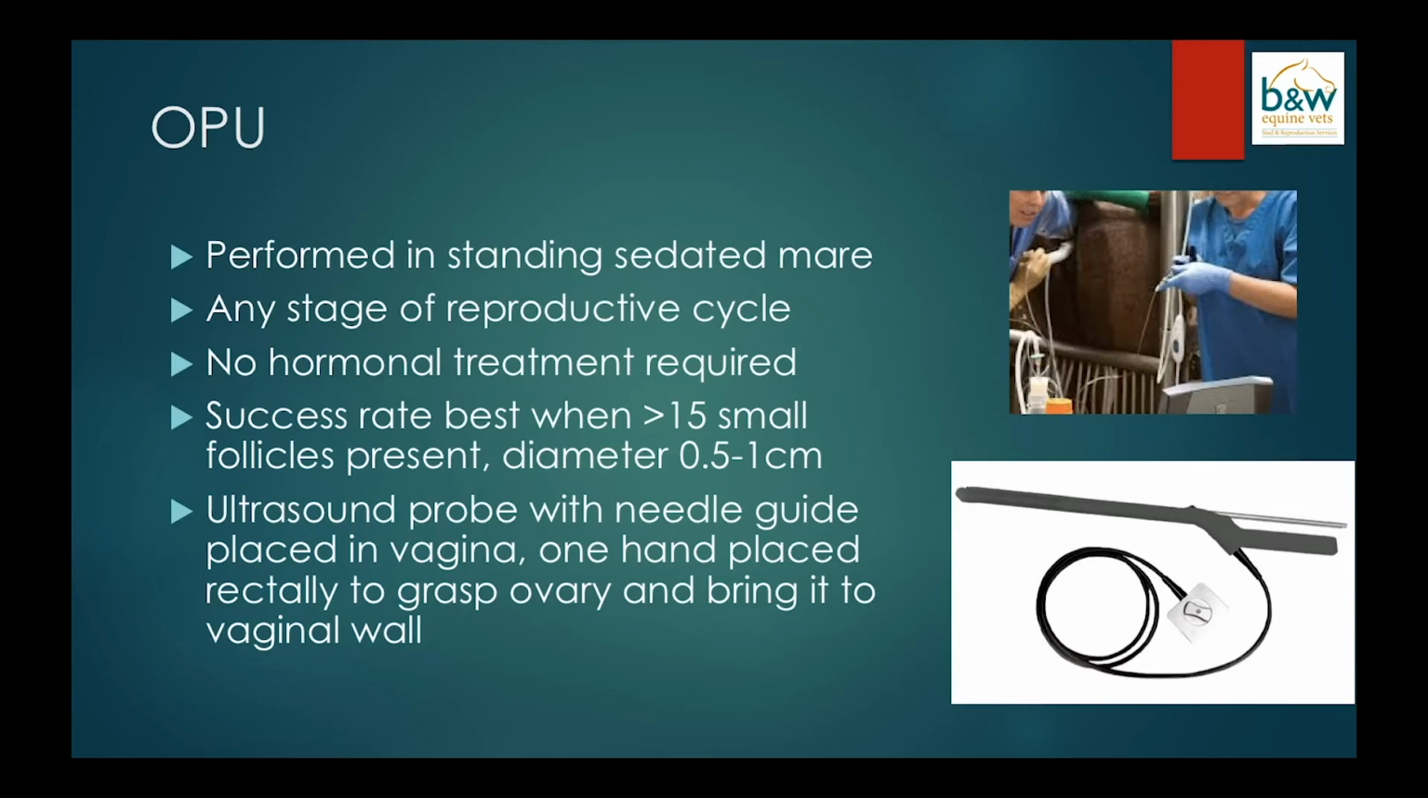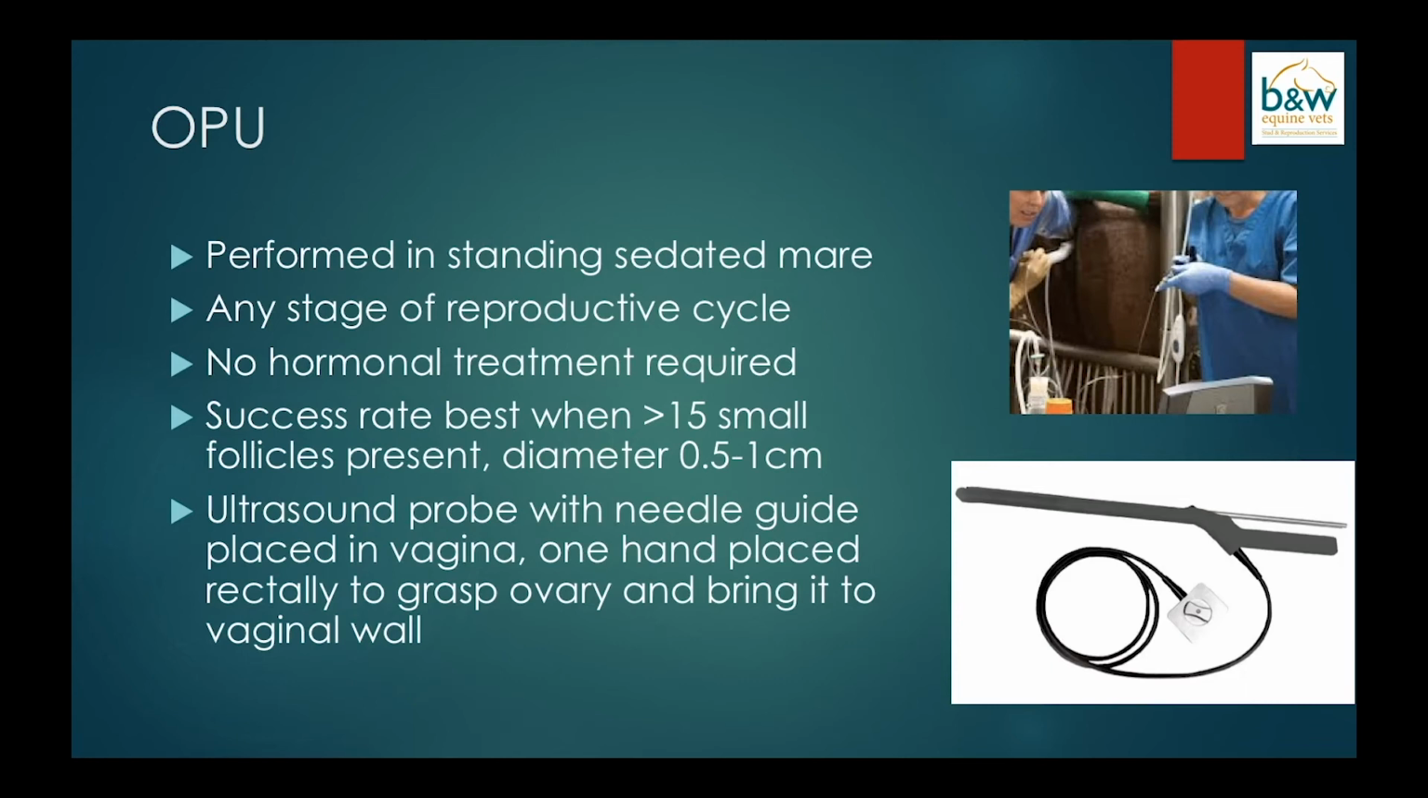The one thing that does really affect success rates is the number of follicles on the ovary. Ideally, success rates are best when there are more than 15 small follicles present. They're pretty small follicles, less than a centimetre in diameter, but that definitely does increase success rates.